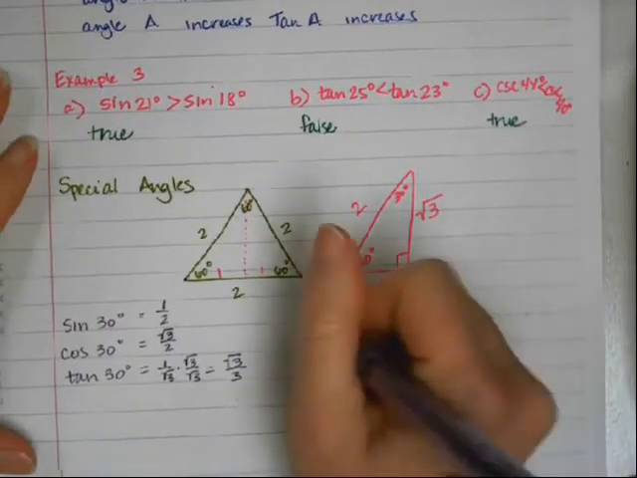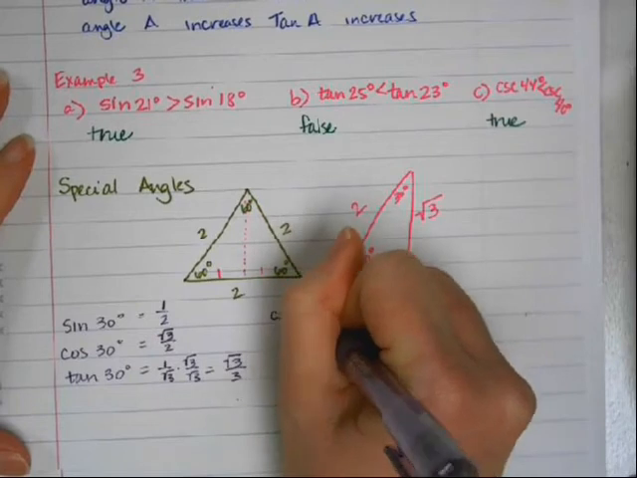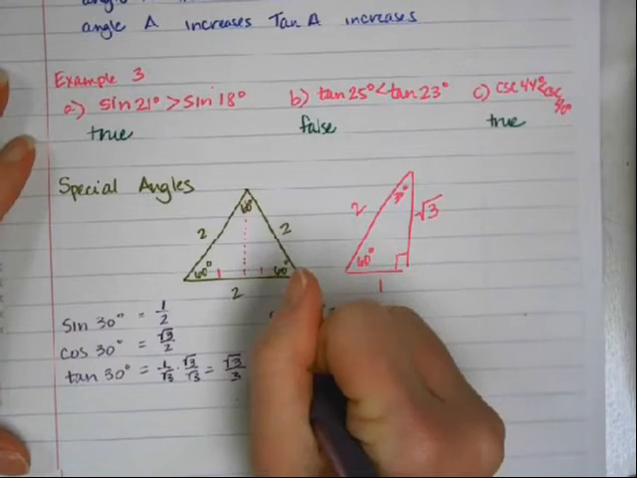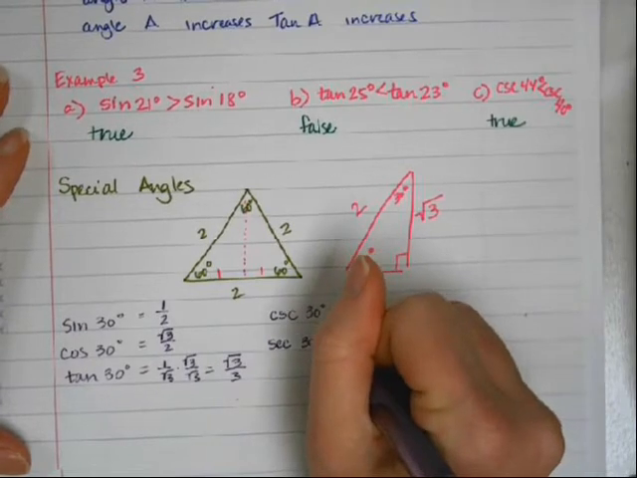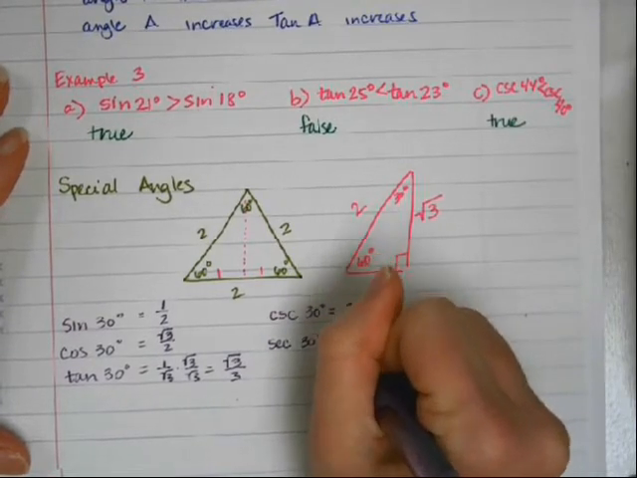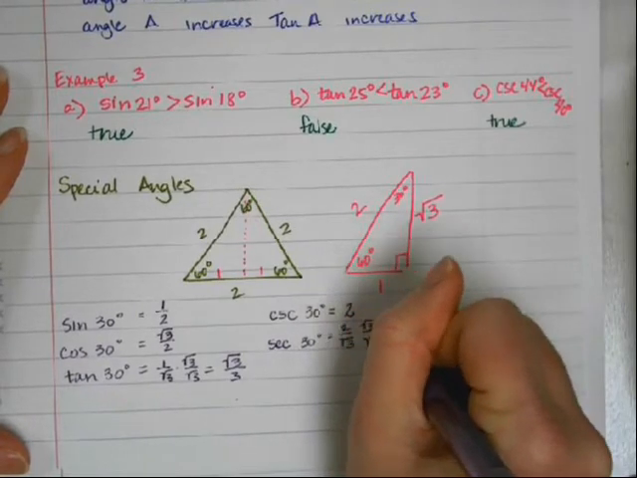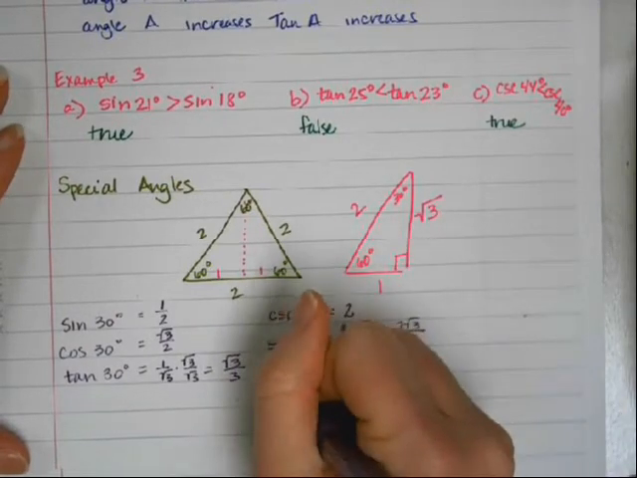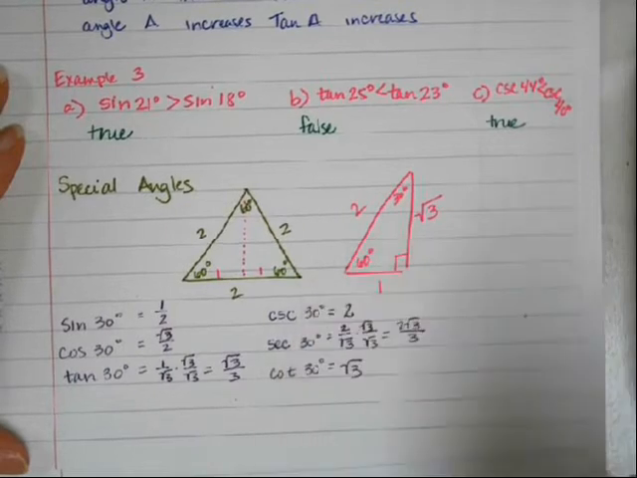Then we can flip those over and get our reciprocals. Cosecant of 30 is going to be 2. Secant of 30. I got to rationalize. So I got 2 over square root of 3, 2 square root 3 over 3. And then cotangent is square root 3. Good.